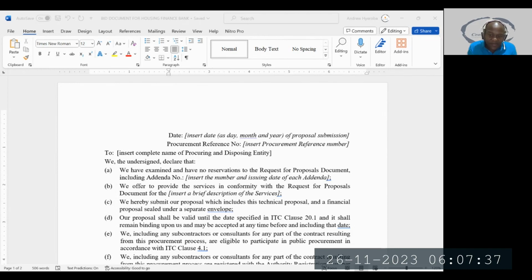So somebody has a question. Demonstration of experience, similar tasks. Can recommendation letters or certificates of completion of similar tasks work to replace contracts and LPOs? Yes.